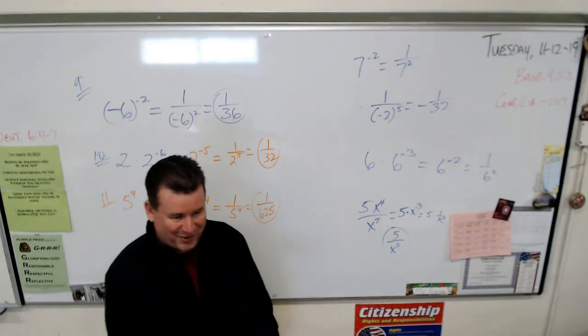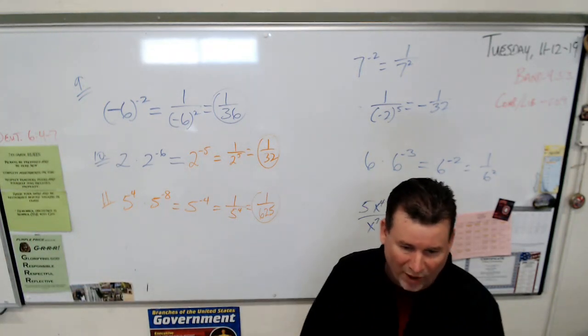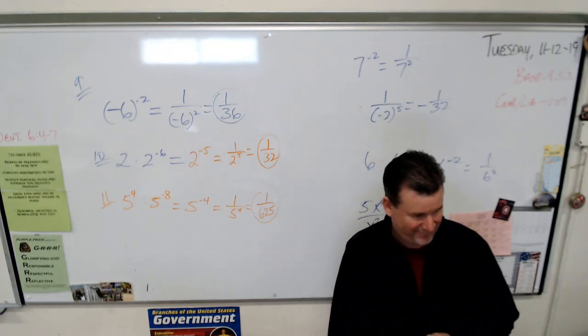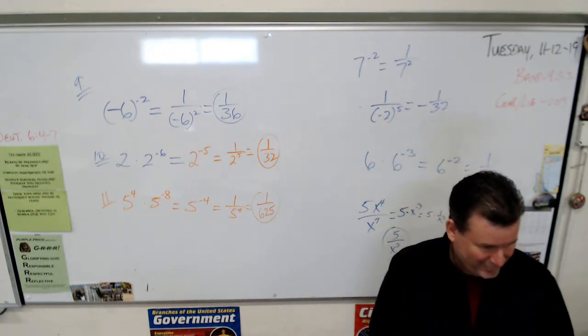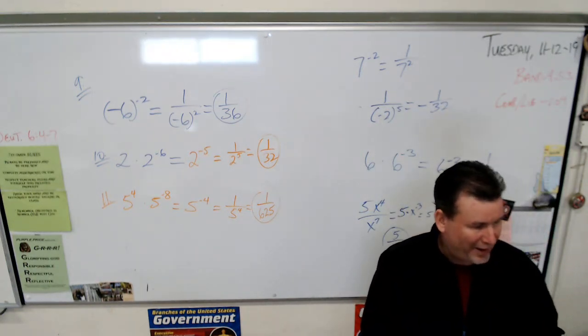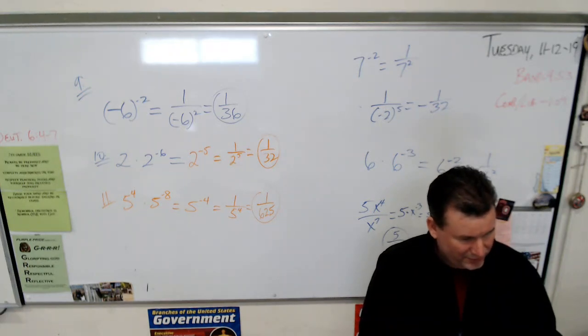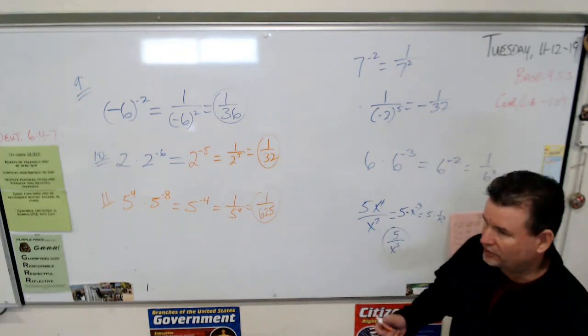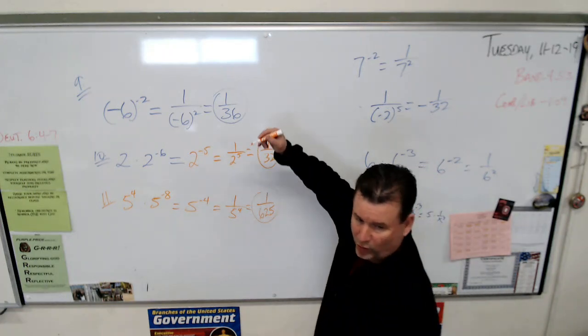Anything to the 0 power is 1. You know why it's 1? Here's why. Watch. Here's why the answer to number 12 is 1.